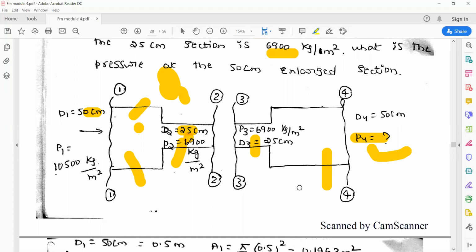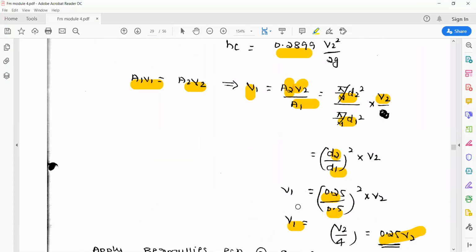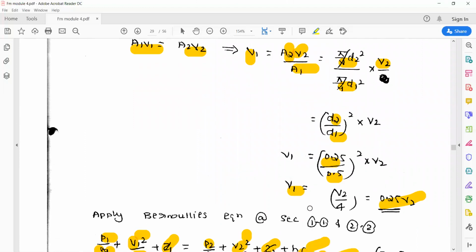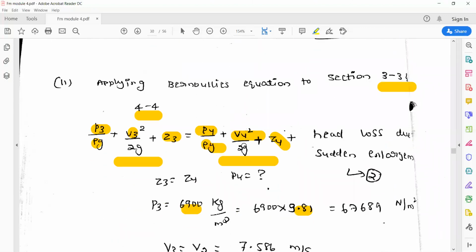If the diameter remains the same, the cross-sectional area remains the same, so the velocity also remains the same. Can we write V1 is equal to V4? Yes. So V1 is equal to V4. In place of V4, you can use V1. But what is V1? V1 is 0.25 V2. V2 we have already calculated. So 0.25 into V2, you'll get the value of V1. That V1 you can substitute in place of V4.